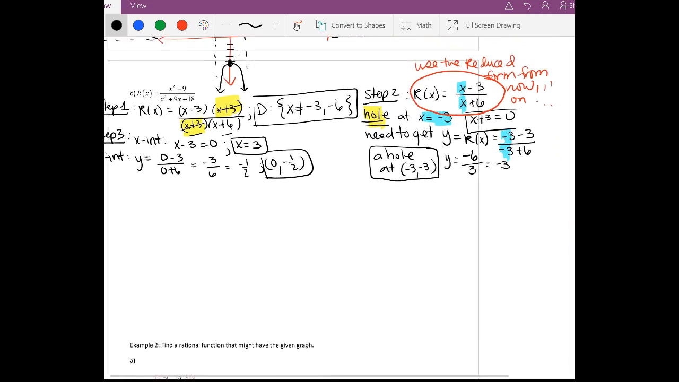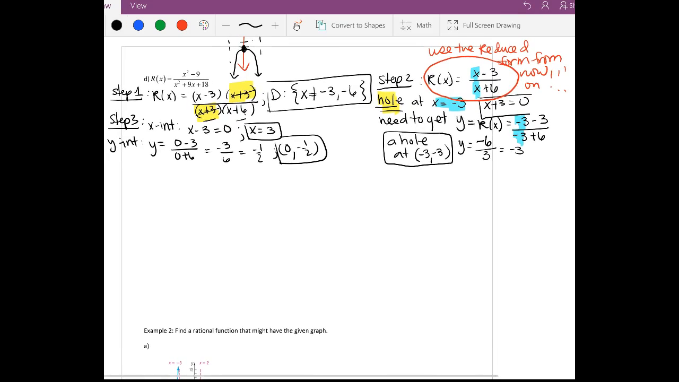All right, moving on up. That's step 3. Step number 4, it wants us to locate your VAs. And again, you are only using the simplified form from here on out. So your VA is going to be what you have in the denominator. Okay, so x is equal to negative 6.